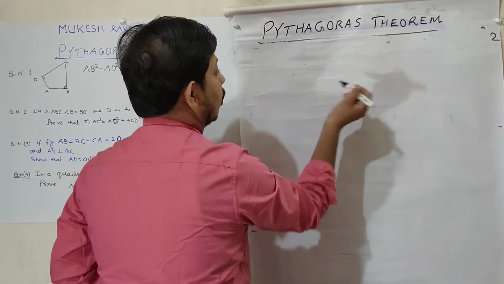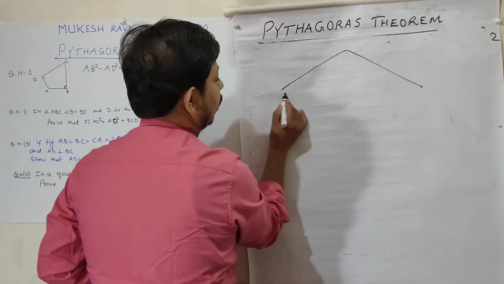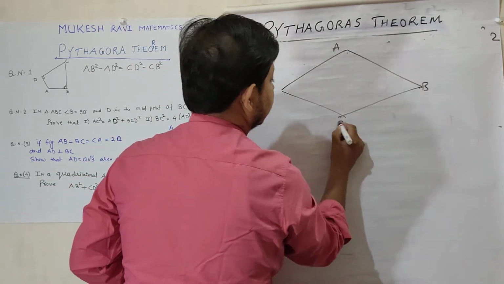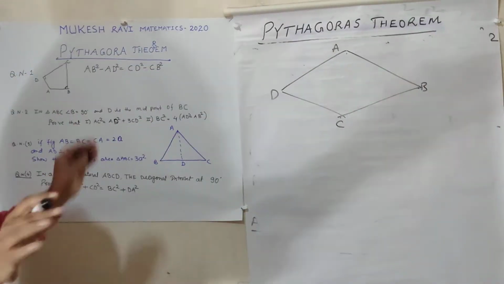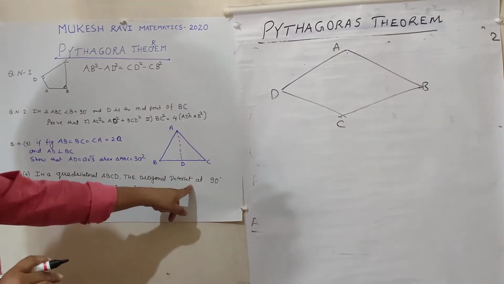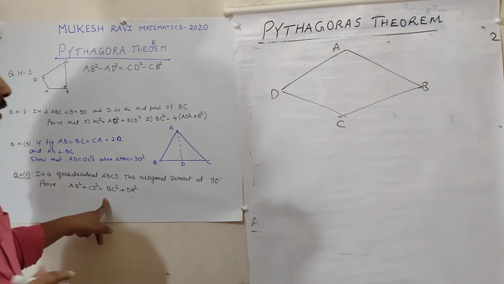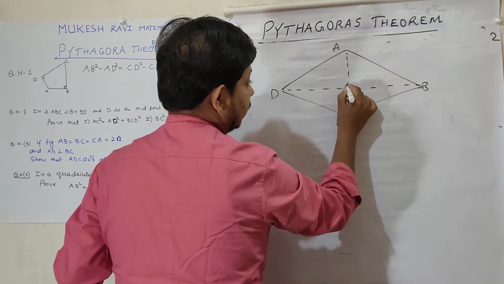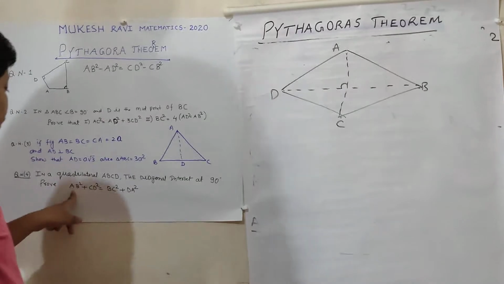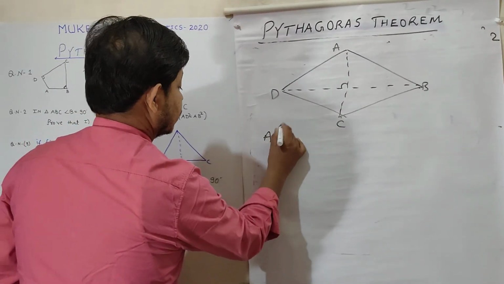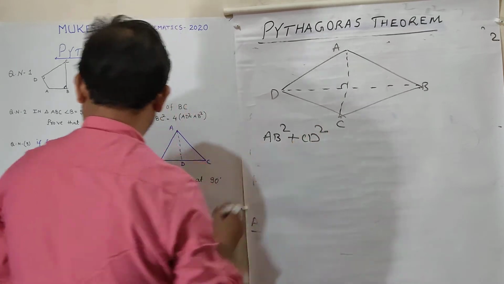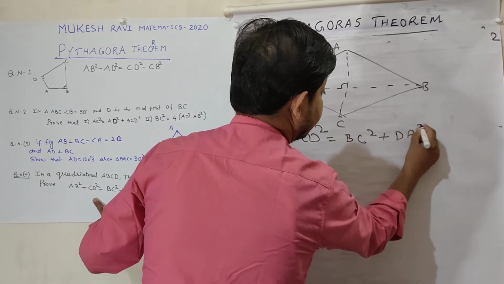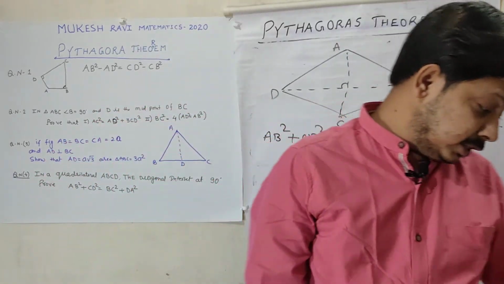So first of all, I am making a quadrilateral. Suppose A, B, C, D. I don't know whether this is a rhombus or something. This is only a quadrilateral. What is given? The diagonals intersect at 90 degree. Prove AB square plus CD square is equal to BC square plus DA square. We have to prove this here.